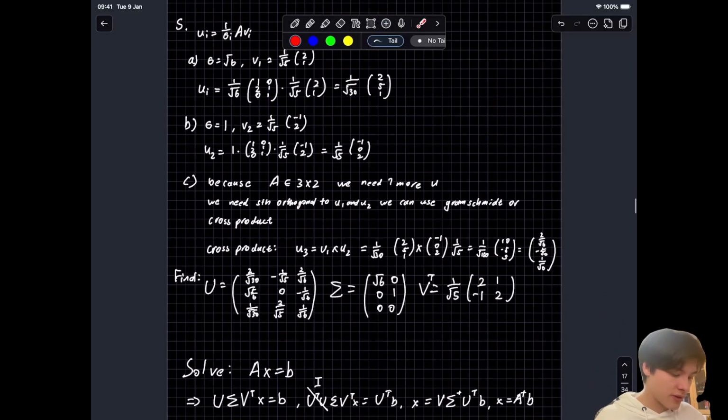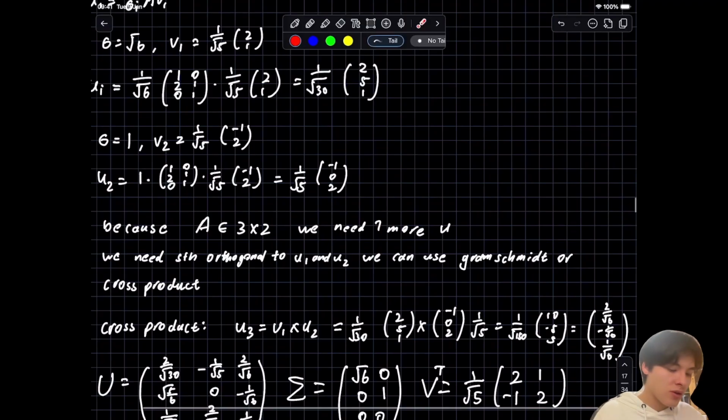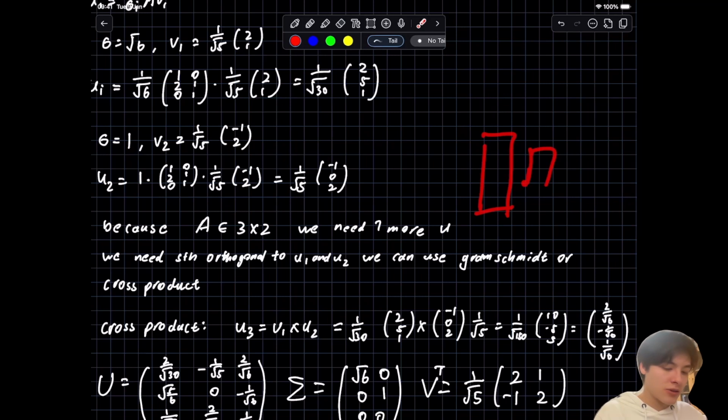Where did it go? Here. So our A is 3 times 2, and our U is 2 times 2. So now we need a 3 times 3. So we see this multiplication will be correct.